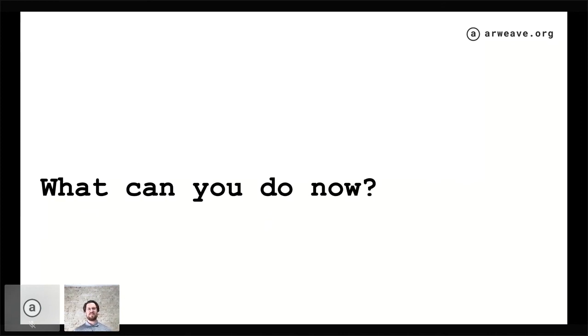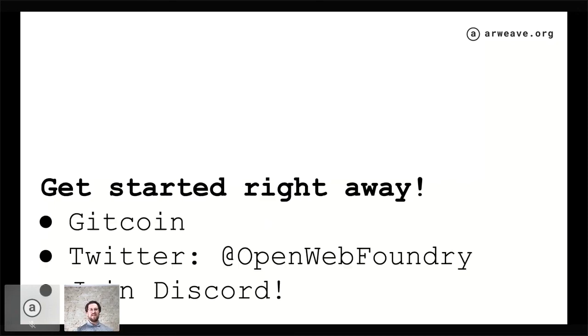Okay, so if all of this sounds good to you, you might be wondering, okay, so how do I get started? What do I do now? There are 3 main things that you can do right now to get started. The first, and by far the most important thing, is to head over to Gitcoin and to register your project.